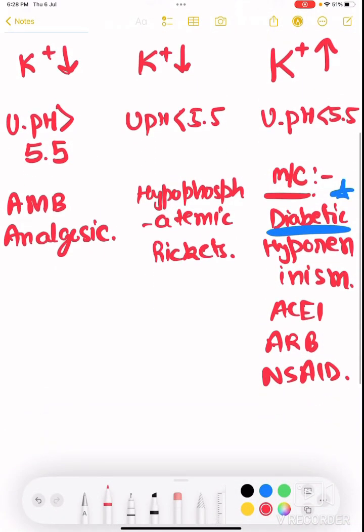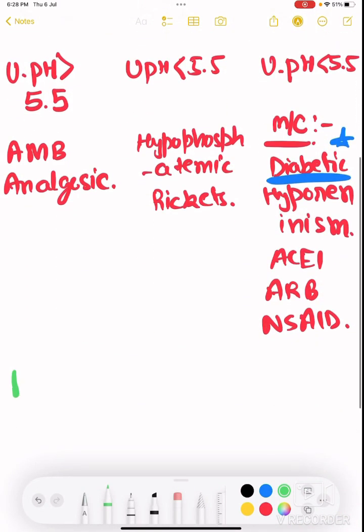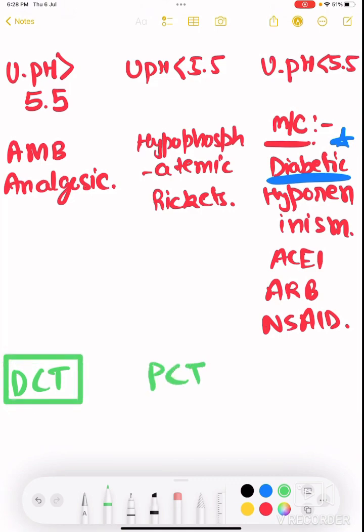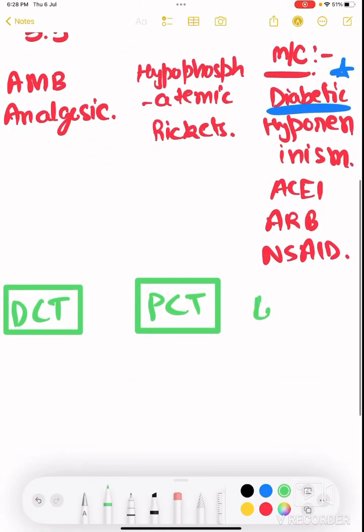So these are the three basic differences. Another basic difference is the location. The location of RTA type 1 is the distal convoluted tubule. Very important. It is the distal convoluted tubule. People generally make mistakes in it. RTA type 2, the location is the proximal convoluted tubule. And lastly, in RTA type 4, it is the collecting duct, right?